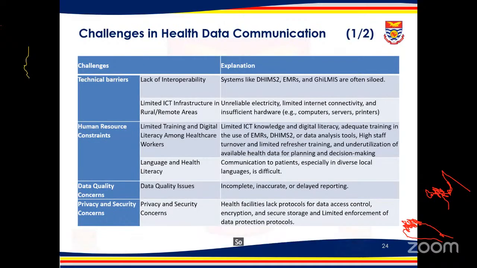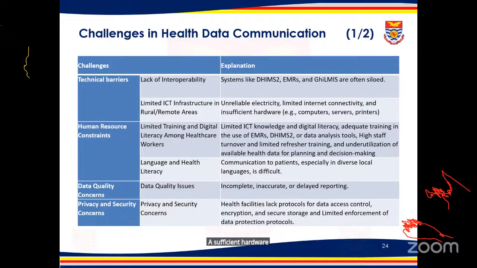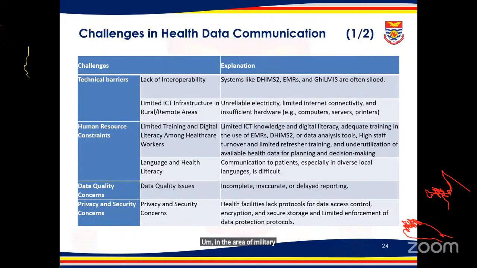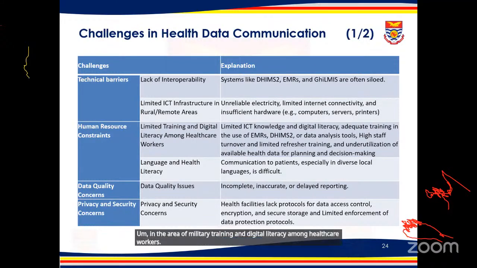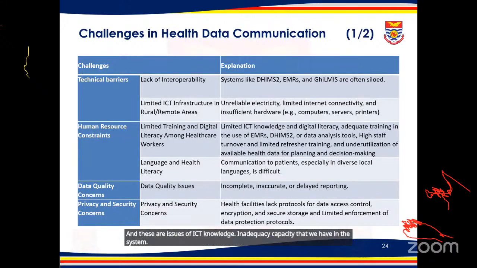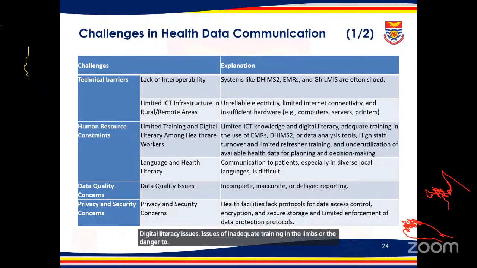So you can talk about unreliable electricity power supply, limited internet connectivity, insufficient hardware like computers, servers, etc. We also have human resource constraints in the area of limited training and digital literacy among healthcare workers. And these are issues of ICT knowledge, inadequate capacity in the system, digital literacy issues, issues of inadequate training in the LIMS or the DIMS tool or data analysis tools.